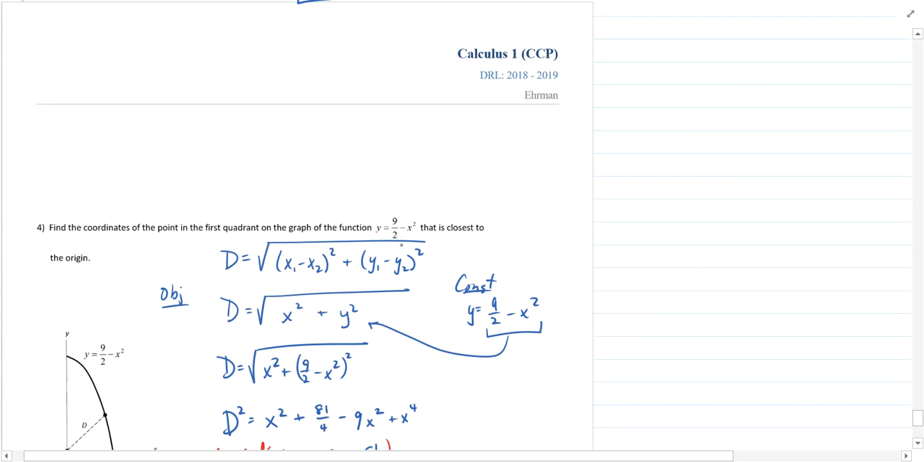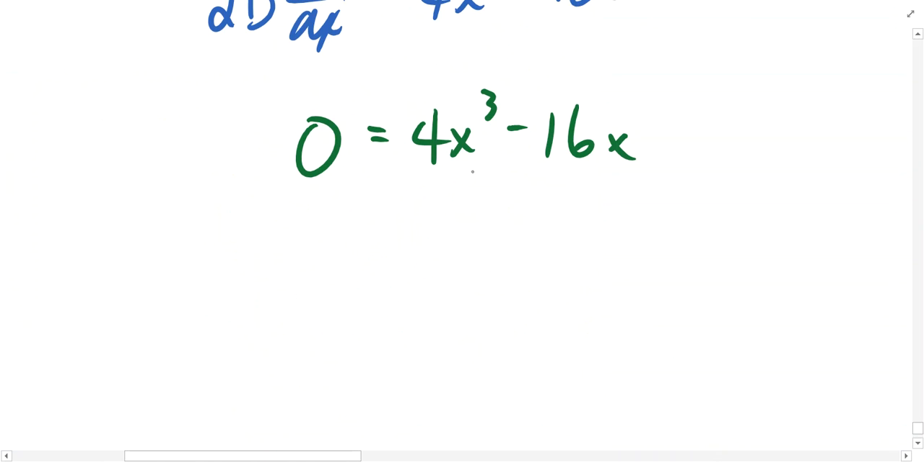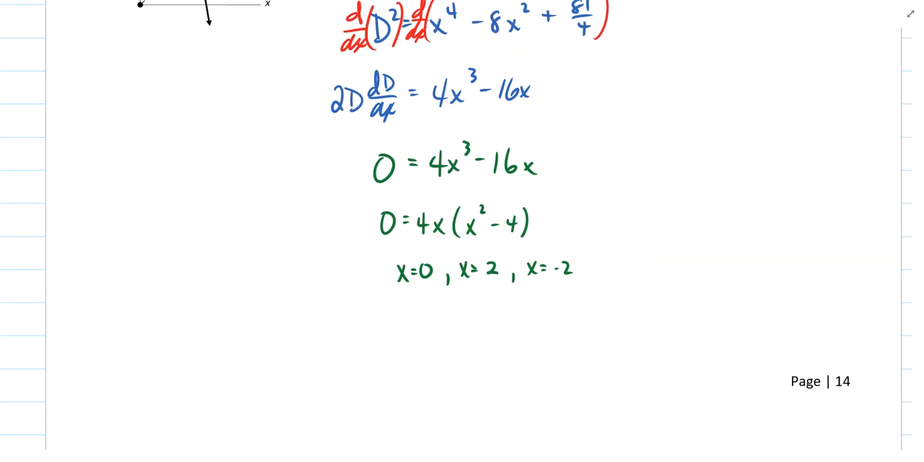So it looks like we're going to have a minimum point. Let's set this thing equal to 0 by factoring first. 0 equals common factor of 4 and x, times x squared minus 4. So I think when x is equal to 0, when x is equal to 2, and when x is equal to negative 2, we'll be at a minimum. We're going to throw out negative 2, of course, because that's not in the first quadrant. We're going to throw out 0 because that's not in the first quadrant either. That's right on the axis. So it looks like when x is 2, that will generate a coordinate that's got a minimum distance to the origin.